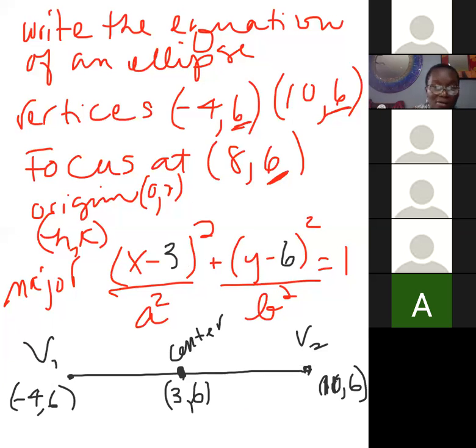Okay, so now let's work on the a squared and the b squared. Now, the major axis is the x-axis, guys. How long is the major axis? How long is it? What's the length of it?